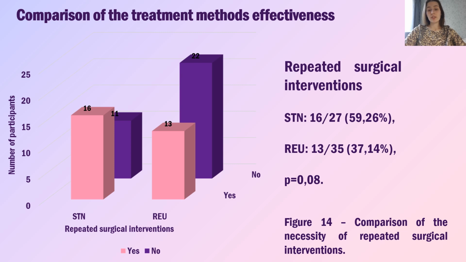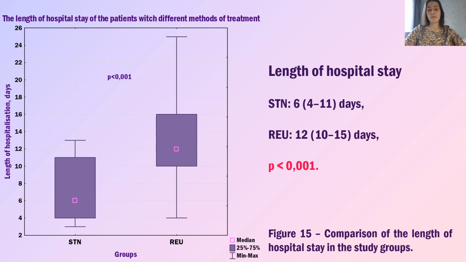Comparison of the effectiveness of treatment methods. In the long-term periods, 16 out of 27 study participants from the stenting group and 13 out of 35 participants from the ureteral system anastomosis group required repeated surgical interventions. The results of the study showed that the duration of hospitalization differed significantly between the two methods of treatment.